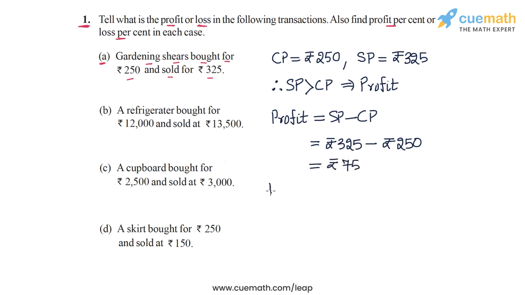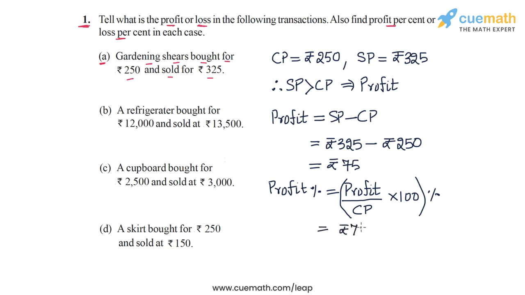And now let's calculate the profit percent. So the profit percent will be the profit, the absolute value of the profit made, by the cost price, into 100, this many percent. So this is the profit percent. Profit is rupees 75, cost price is rupees 250. So we have this fraction into 100, these many percent.